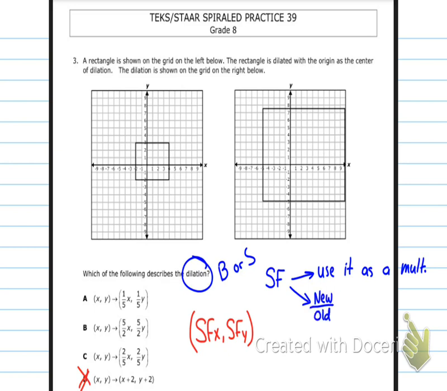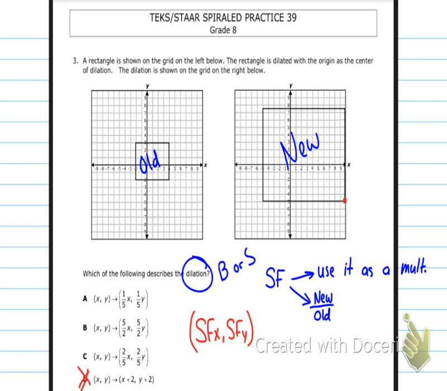New over old. Now, what I got to do before I figure this out is which image is the new one, which one is the old one. So if you read on top, it says the rectangle shown on the grid on the left, the rectangle is dilated. Okay, so the one on the left is my original, and the one on the right is my new. So all I gotta do is figure out a new over old.